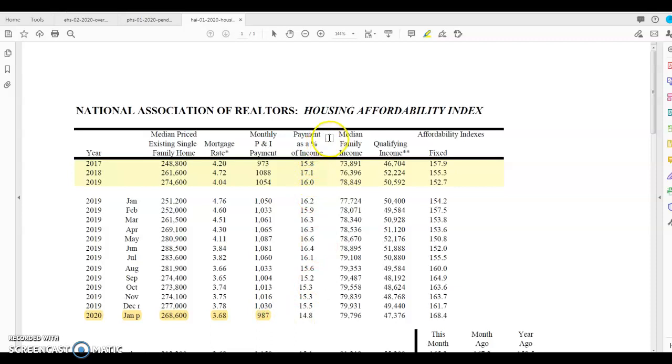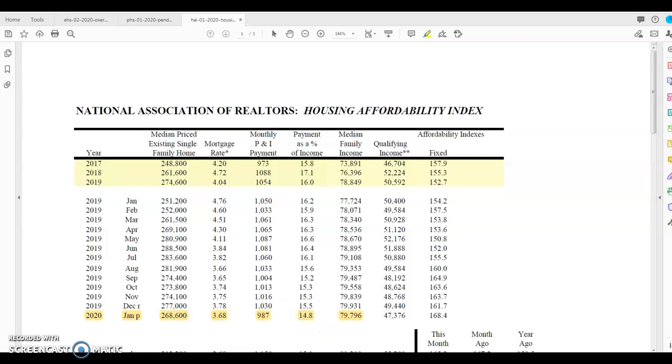The next column shows the payment as a percentage of income. Or what income? The median family income. In January 2020, the median family income was $79,796. So if you take this $987 and turn it into a yearly figure and then divide it by the median family income, you should get 14.8%.